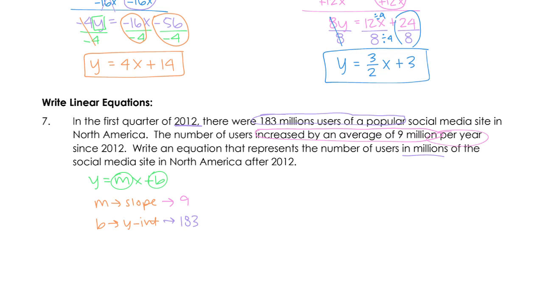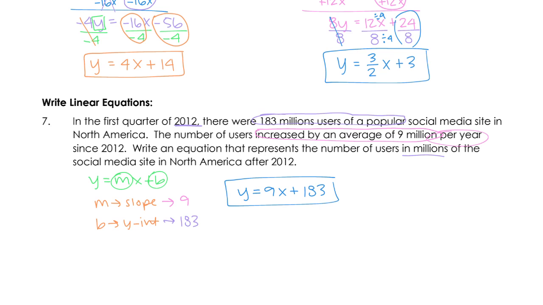So we don't have to actually write 9 million or 183 million. We're just going to use 9 and 183. Using that information, we're going to go ahead and actually plug that in. So we have y equals m, which is 9, x plus b, which would be 183. That's our final answer.